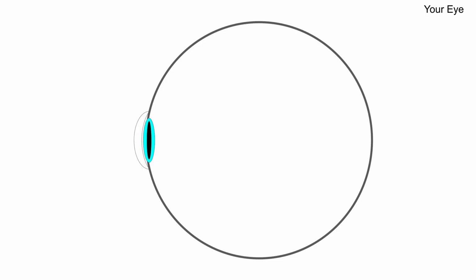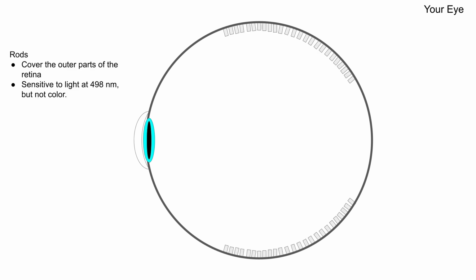The inside of your eyeball is covered with a lining called the retina, and the retina is covered with cells that sense light. Now, most of your eyeball is covered with structures that are called rods. Rods are sensitive to light, but they're not sensitive to color. They detect brightness, and they detect brightness at a wavelength of about 498 nanometers.